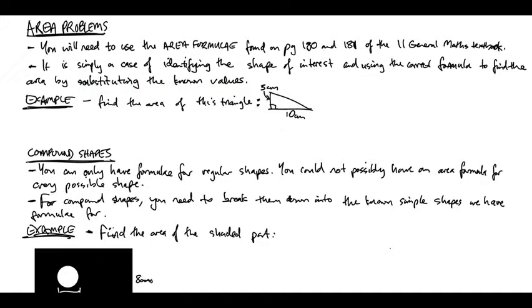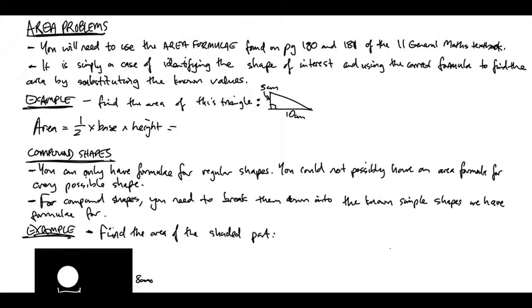So an example of that is this. Find the area of this triangle. Obviously I have a triangle here, it says in the question, the drawing is a triangle, and it gives me 5 centimeters for that vertical line, 10 centimeters for the horizontal line. And so if you look at the formula, the area of a triangle is half times by the base times by the height. And this is where I'm talking about substituting the known values.